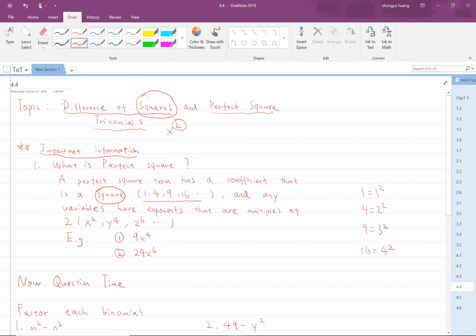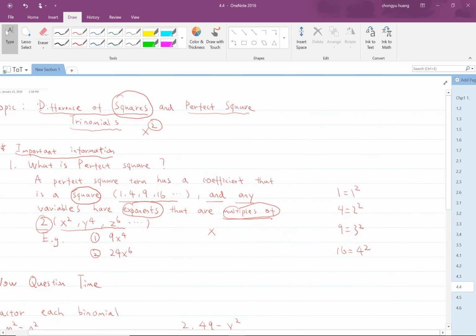And any variable has an exponent that is a multiple of 2. This is another important part: any variable has an exponent that's a multiple of 2. So you can see the example over here, right? x, so let me write it.